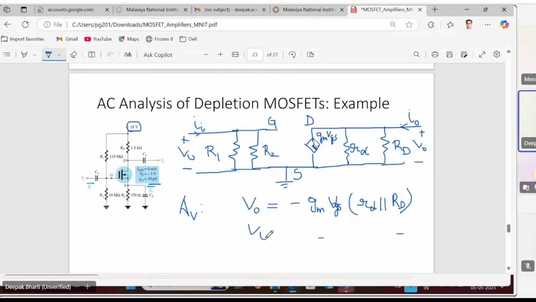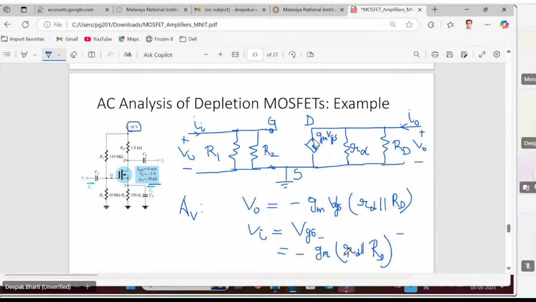And what is Vi? Here you can see Vi is equal to VGS only. Vi is the same potential as that of this point and this point. So Vi is equal to VGS. When you take the ratio of V naught and Vi, it will again be the same as minus GM small rd parallel capital RD.